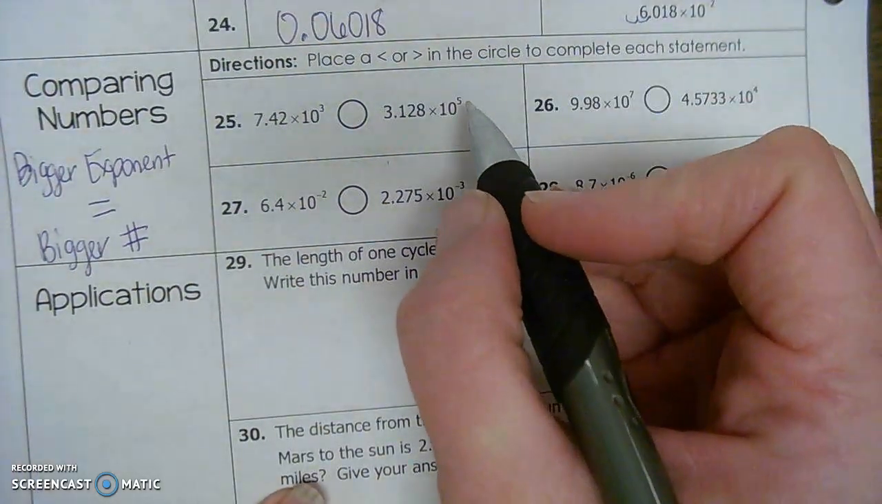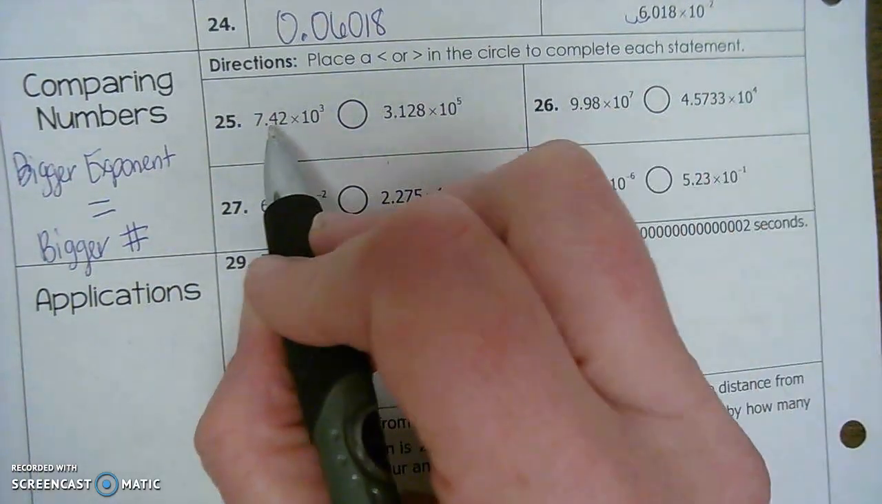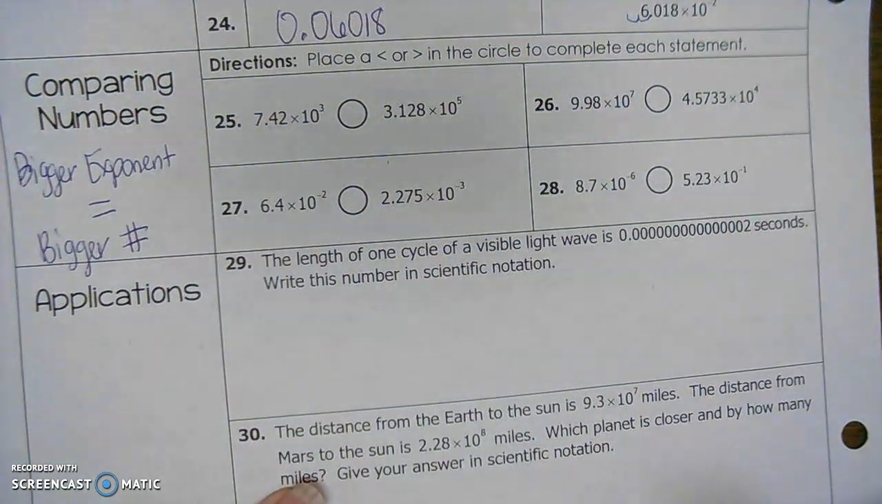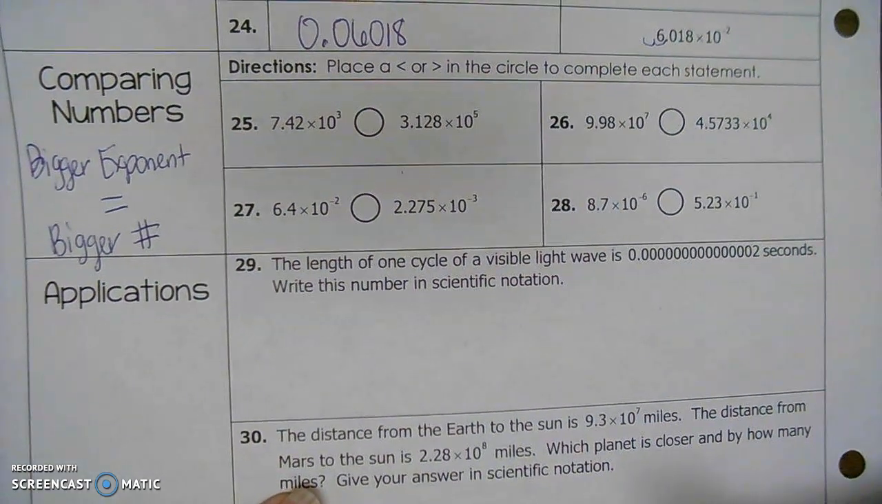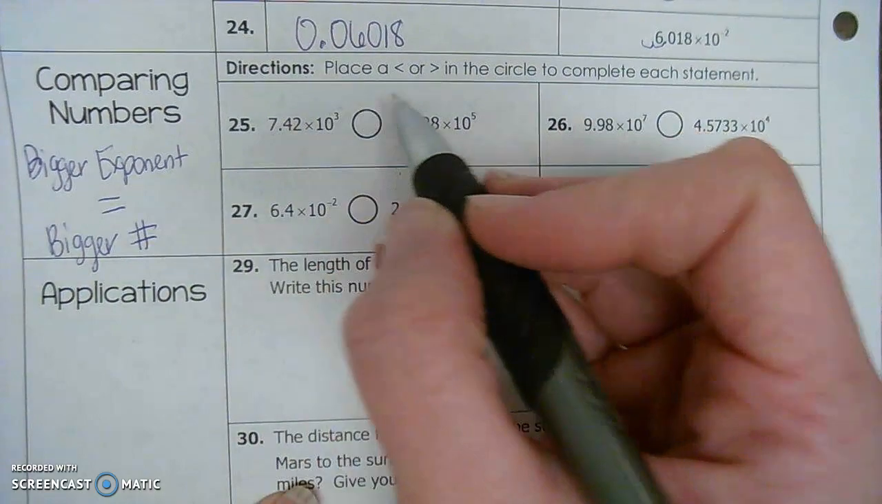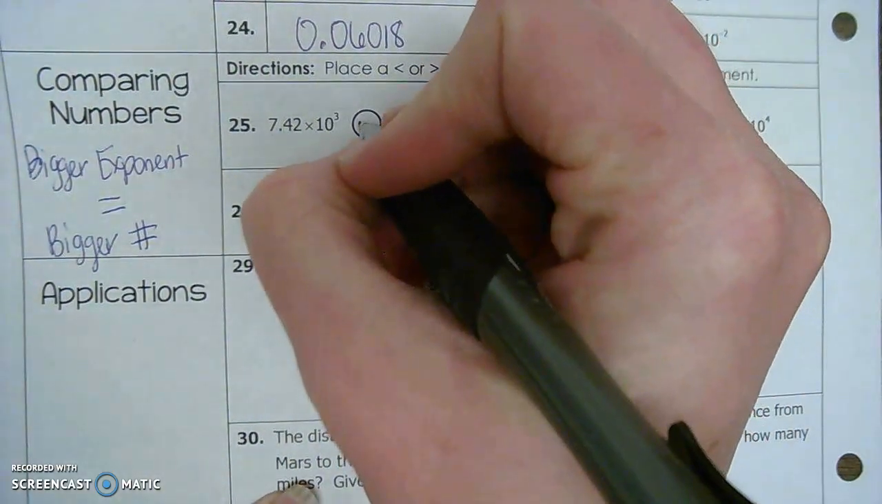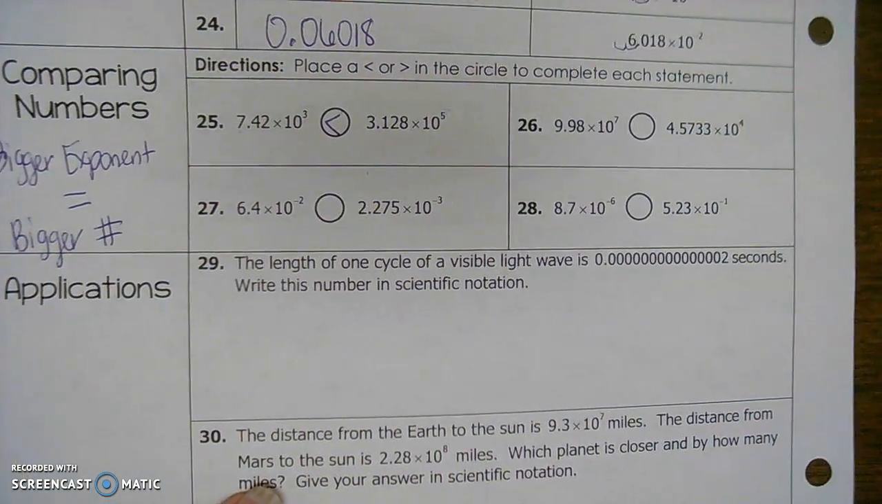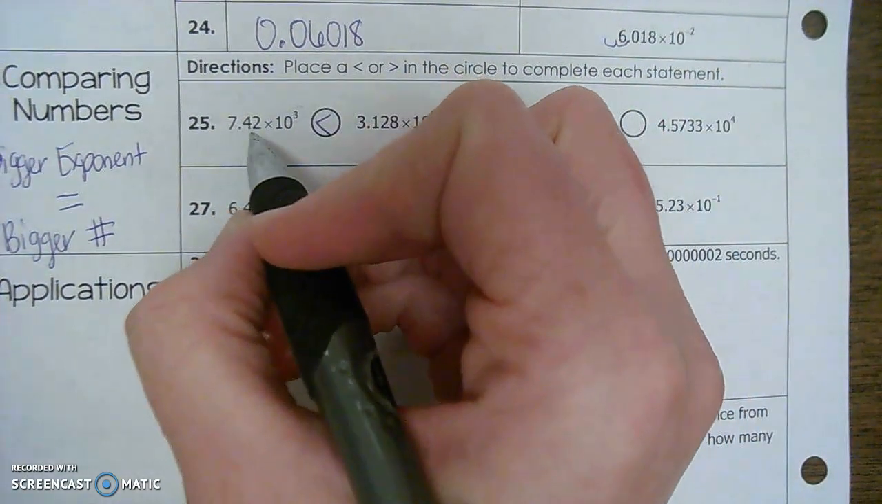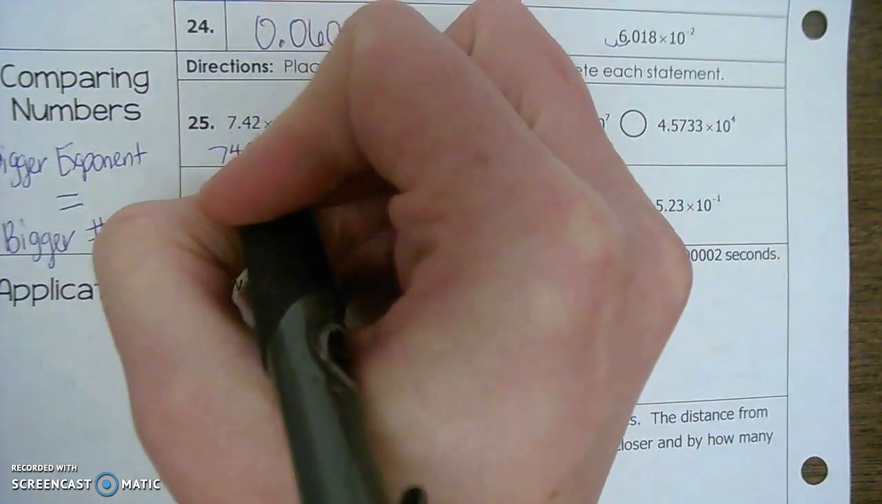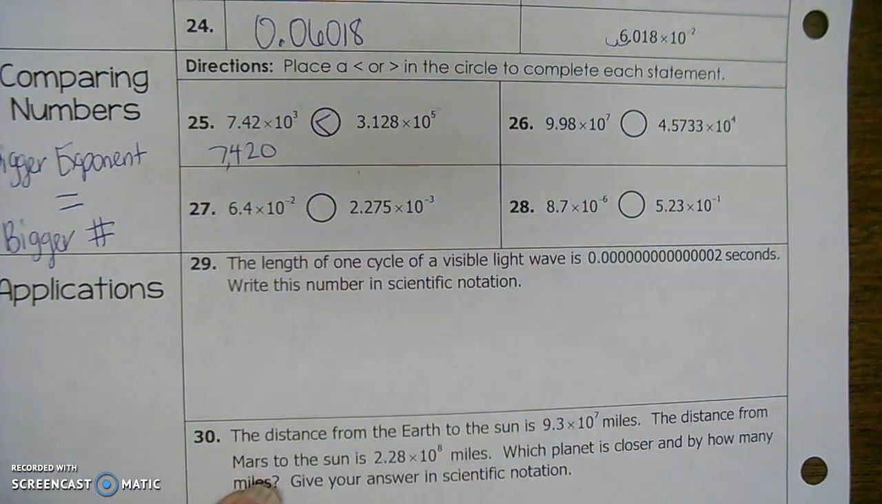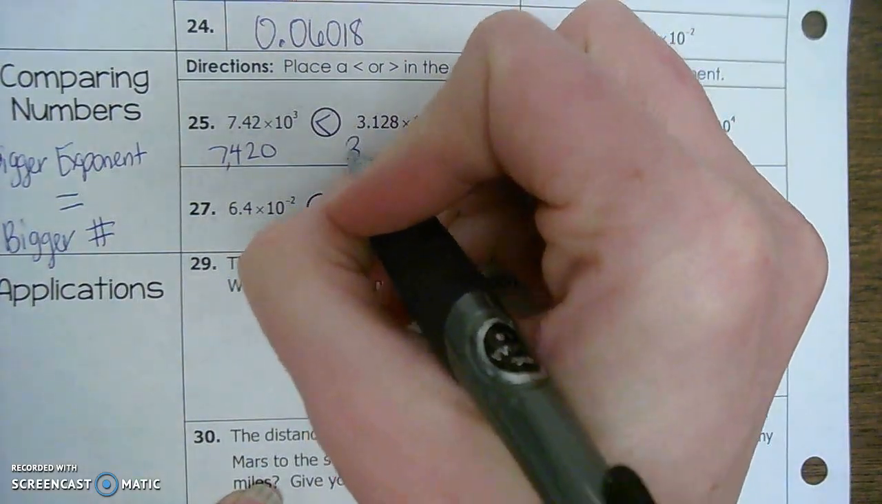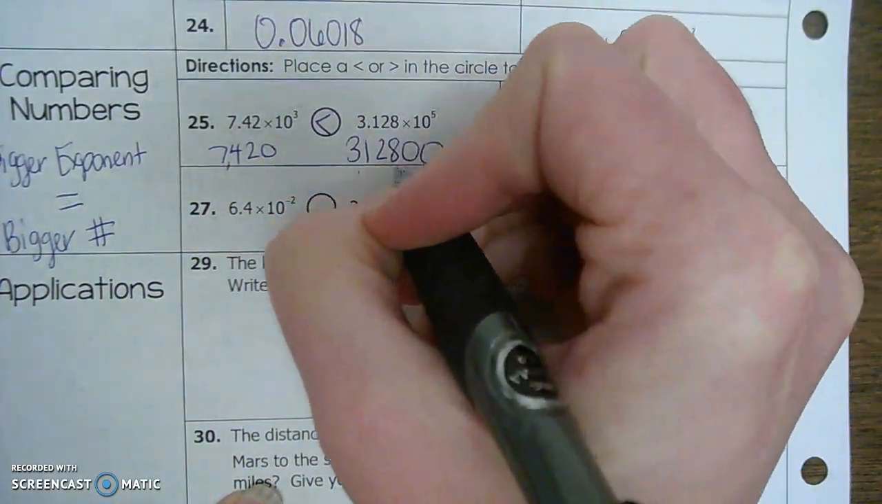So if this one also would have been a 3, this one would be greater because 7's bigger than 3. But for now, we just need to compare the exponents, a 3 and a 5. A 5 is bigger, so it would be like that. And the reason, again, this one we would move 3 times, so 7,420. This one we would move 5 times, so it would look like that.